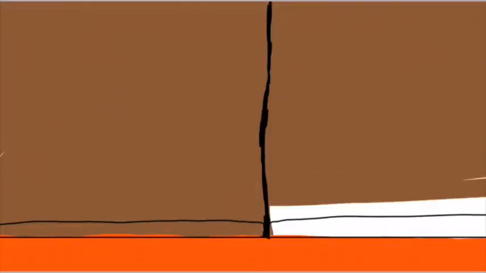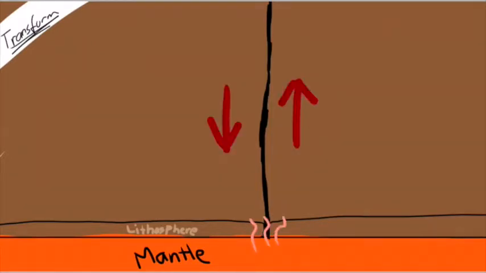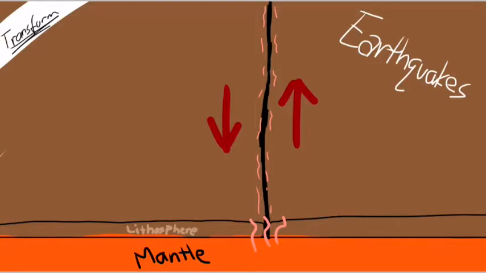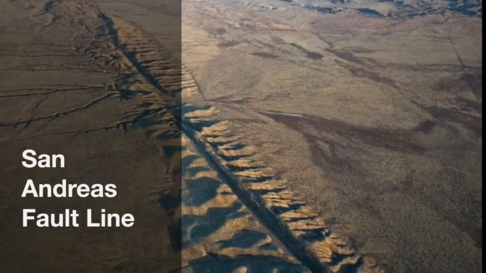Transform boundaries occur when two plates are sliding past each other in opposite directions. This creates a fault line in the Earth's crust, and as they rub against each other, they create pressure and friction, resulting in massive earthquakes. A real-life example of this is the San Andreas fault line, which is one of the biggest fault lines in the world.